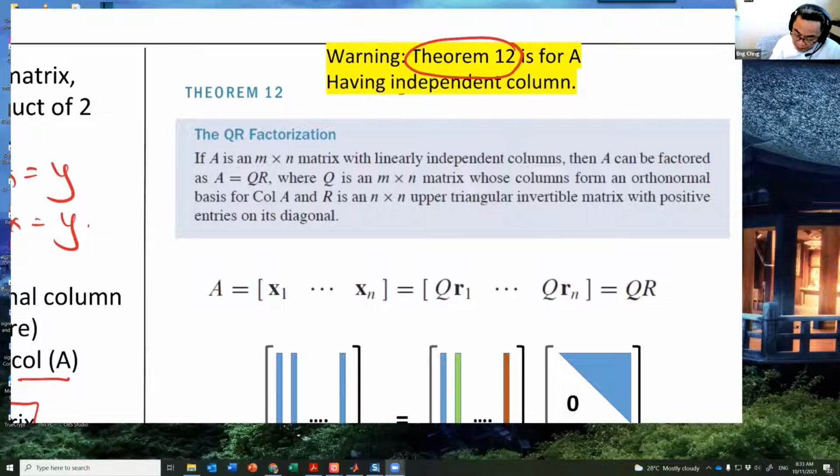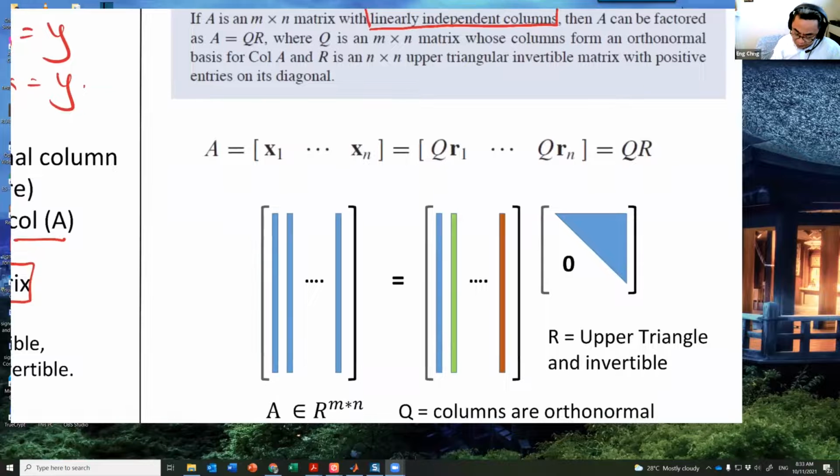When you see that this theorem only deals with linearly independent columns, it means that this is a special case. Sometimes A doesn't have linearly independent columns, then this cannot be used. But when it has, then yes, this theorem applies. All right, so how does it look?